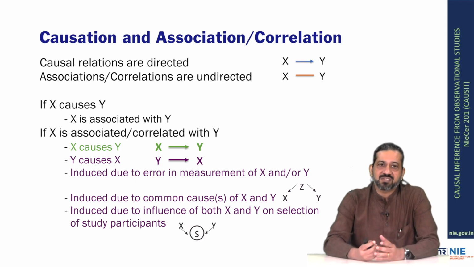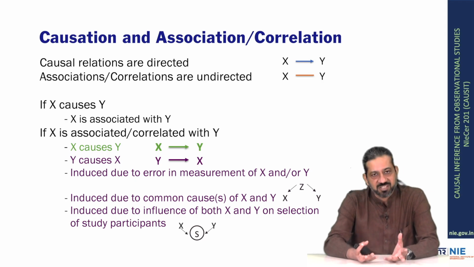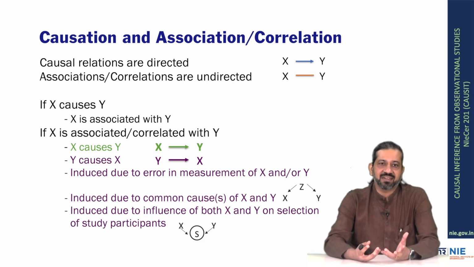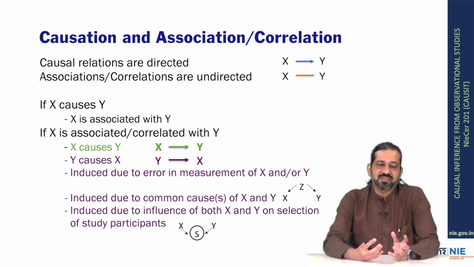It could be possible that this association that we are seeing between X and Y is sort of an induced association because of how we have measured X and Y. So we may not have measured X, either the exposure or the outcome, appropriately. And hence, because of that error in measurement, we may be seeing this association or correlation between X and Y, which may again not necessarily be causal.